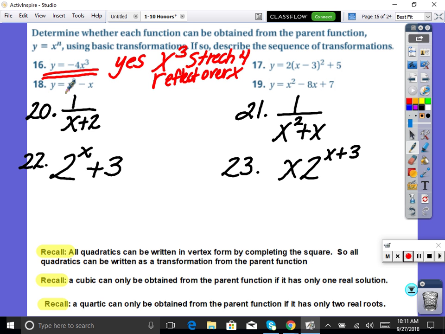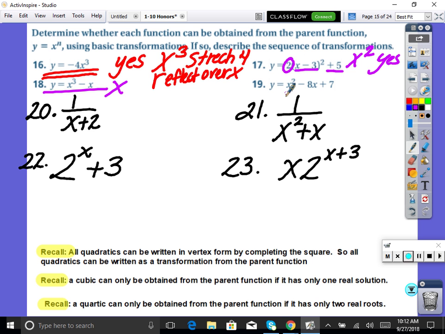Let's look at this one. Is this a transformation from the parent function? No, because there's 2 x's. You could not tell me the shift there, could you? So not a transformation of the parent function. Right here, this is a transformation of the parent function x squared, and we would say it's a shift of right 3, up 5, stretch of 2. So this one was a yes.